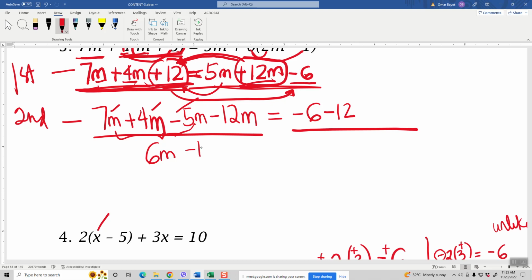Okay, and then minus 12m. Negative 6 minus 12. This one. What is your answer? You owe 6. You borrowed another 12. Debt means minus. How much do you owe now? 18. Okay? So, 6m minus 12m.